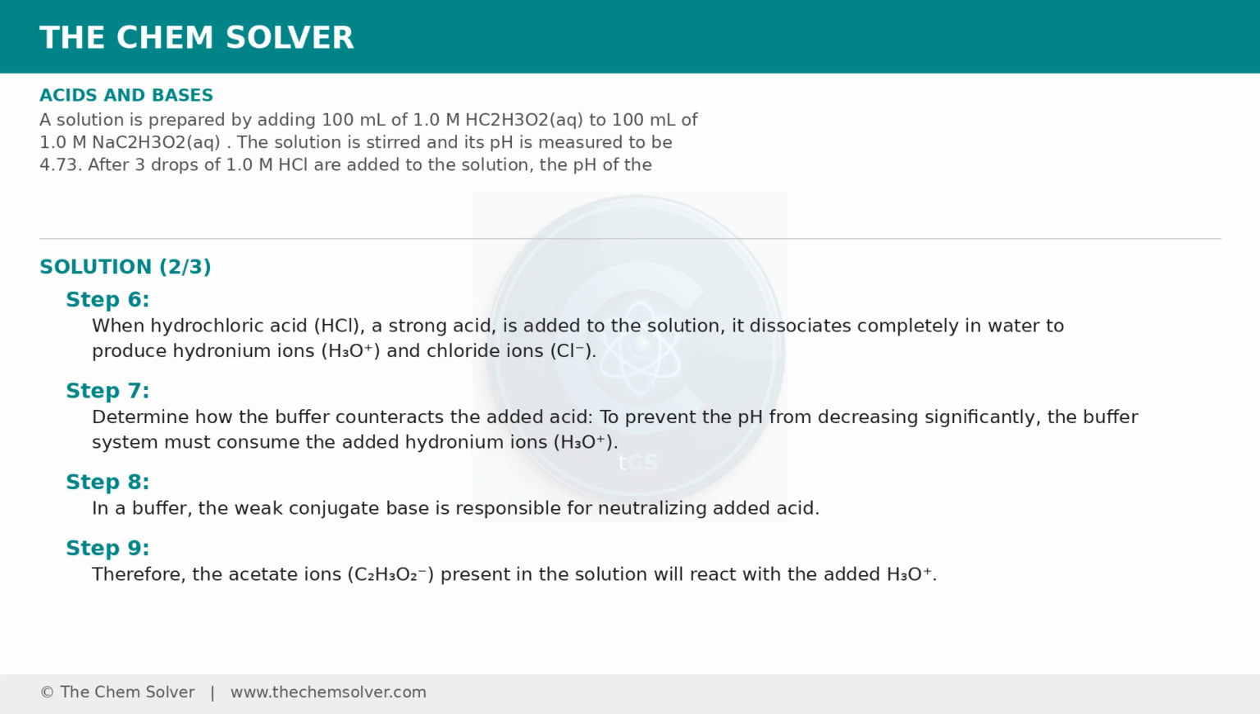Determine how the buffer counteracts the added acid. To prevent the pH from decreasing significantly, the buffer system must consume the added hydronium ions, H3O+. In a buffer, the weak conjugate base is responsible for neutralizing added acid. Therefore, the acetate ions, C2H3O2-, present in the solution will react with the added H3O+.